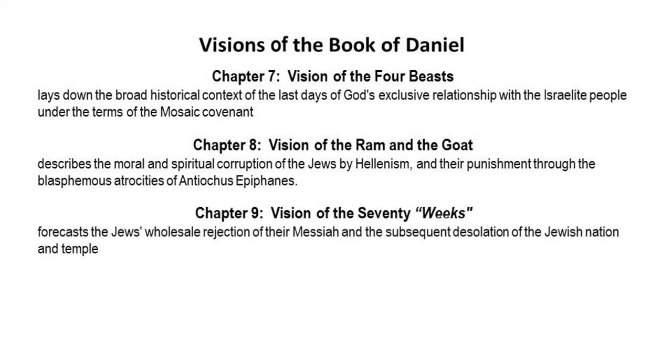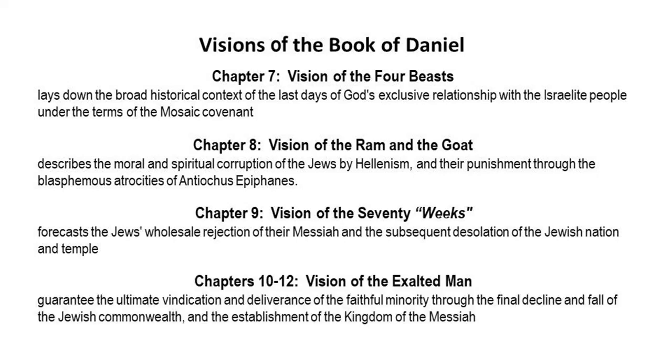Chapter 9, the vision of the 70 weeks, forecasts the Jews' wholesale rejection of their Messiah and the subsequent desolation of the Jewish nation and temple. Chapters 10 through 12, the vision of the exalted man, guarantee the ultimate vindication and deliverance of the faithful minority through the final decline and fall of the Jewish commonwealth and the establishment of the kingdom of the Messiah.